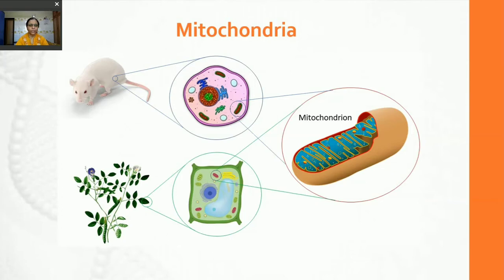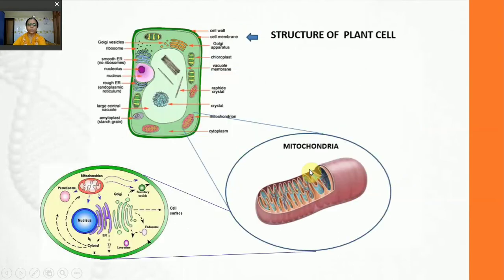As you all know, plants and animals are made up of millions and millions of cells. So let us take out a cell from each. On the upper side, you can see an animal cell and below you can see the plant cell. Both the cells have got mitochondria. The function of mitochondria is cellular respiration. You can see here a plant cell and below is the animal cell.